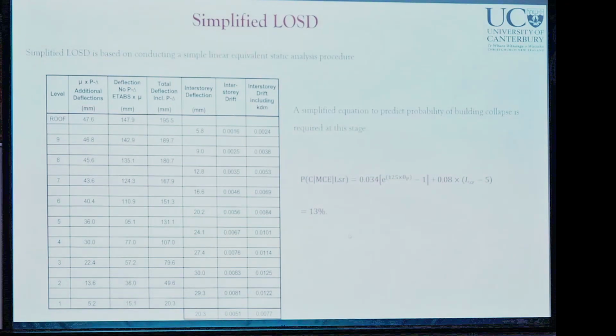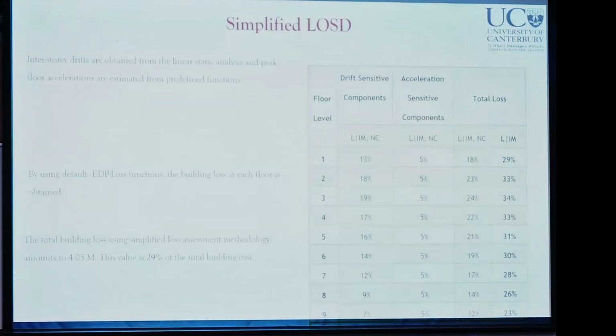However, just for the sake of this example, it was shown that it's predicted to be 13%. The value is very close to the rigorous analysis. In comparison to the rigorous analysis, this is a lot simpler to get. It's actually really simple. So this is the main purpose of the thesis.